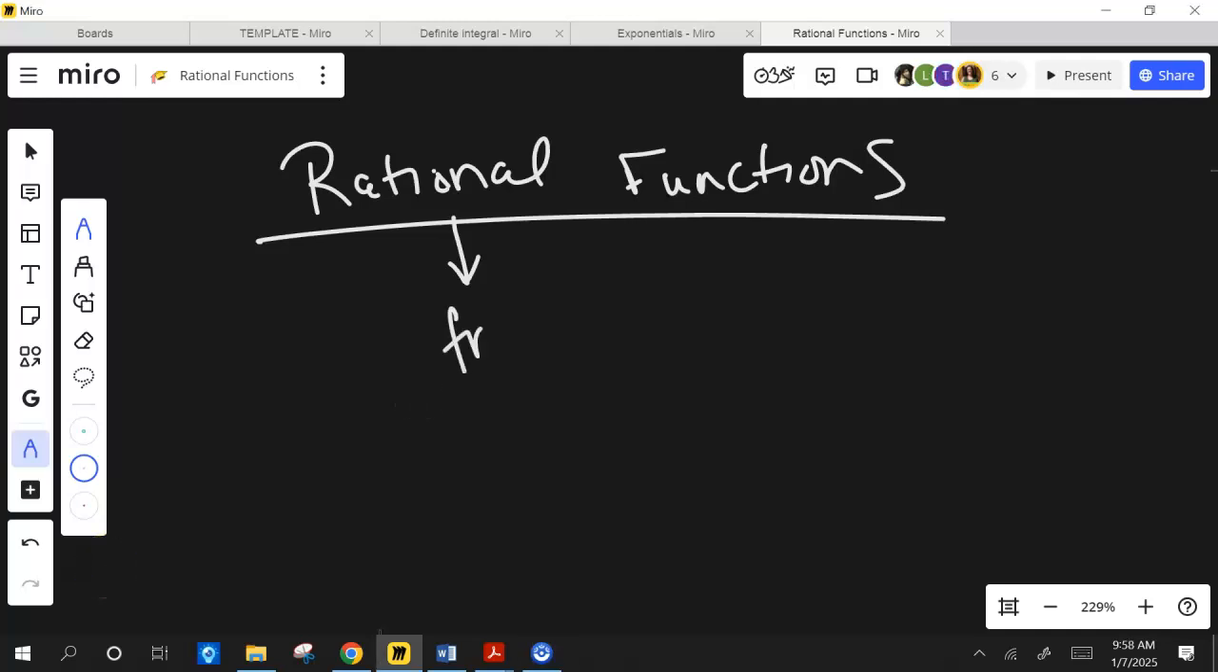Everybody loves fractions, yes? We're going to talk about several things with these fractions. We're going to talk about simplifying, adding, subtracting, multiplying, and even dividing rational functions. I think we'll just simplify and multiply.